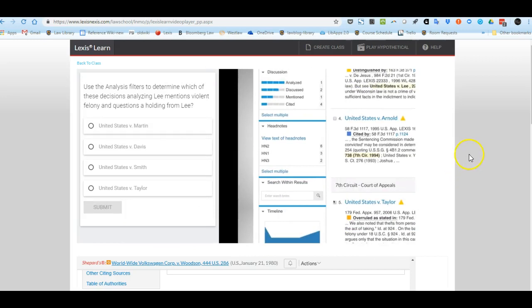Okay, so use the analysis filter. So we're going back to US v. Lee, and that's 22 F.3d 736. Then use the analysis filters in the Shepard's report to determine which of these decisions analyzing Lee mentions violent felony and questions a holding from Lee. So you're going to use two different filters, and there I'm giving half of it away already.